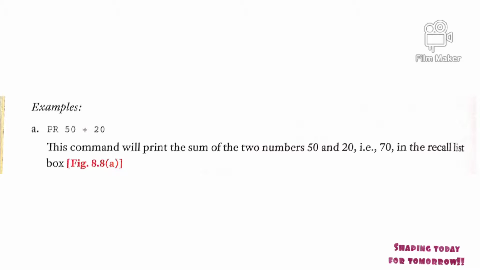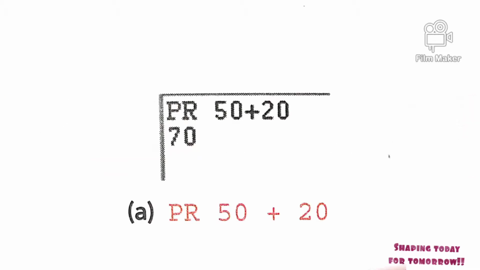It is written PR 50 + 20. This command will print the sum of the two numbers 50 and 20, that is 70. So students, you have to add these two numbers, 50 and 20. You will get the sum of 70 in the recall list box. See figure 8.8a for this. This is how your command will look in the recall list box.